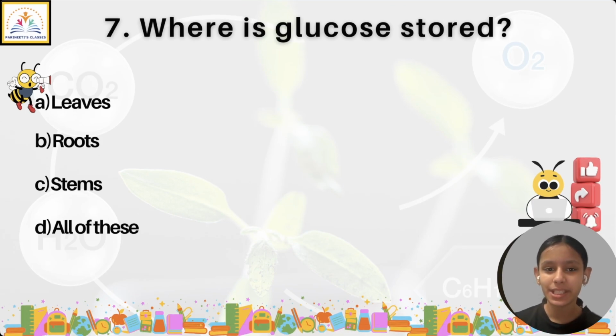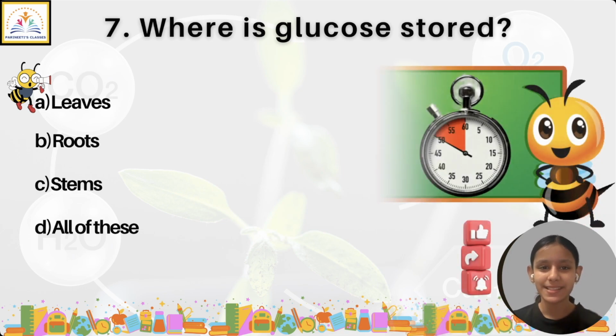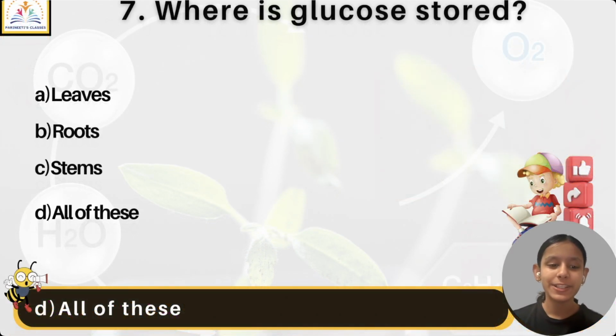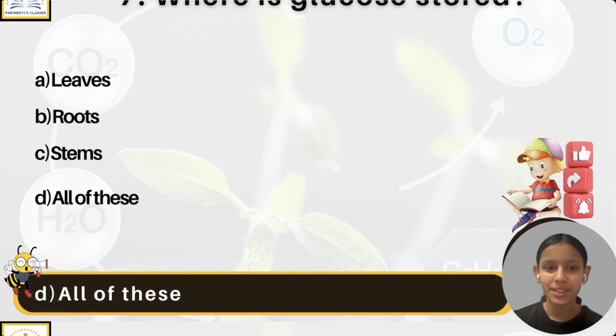The seventh question is, where is glucose stored? Option A, leaves. Option B, roots. Option C, stems. Option D, all of these. The correct answer is option D, all of these.